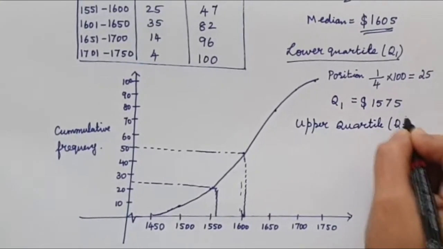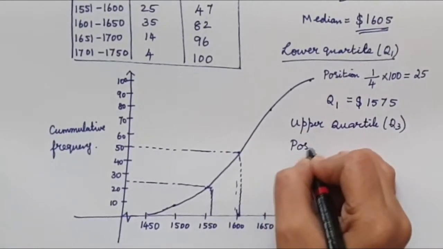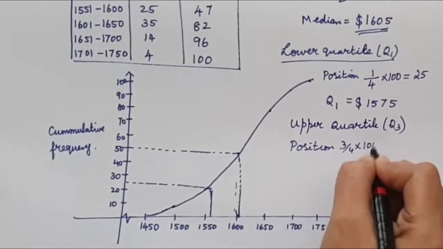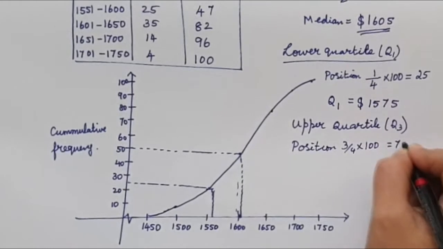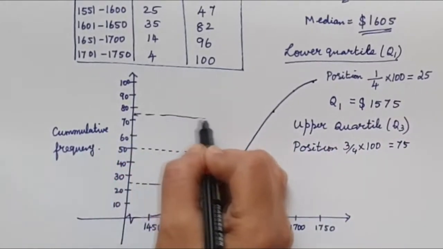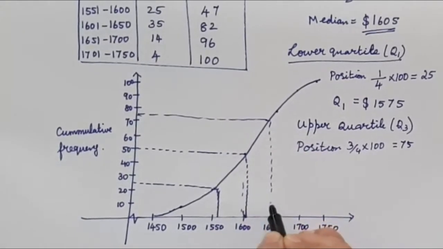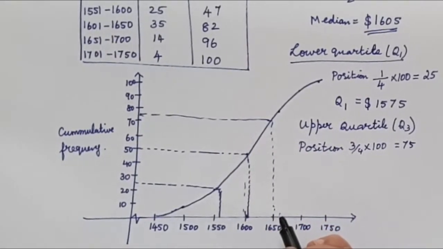In the same way, upper quartile is Q3. First fix the position. Position is 3/4 of 100. Upper is 3/4, so that is 75. So straight to 75 we just draw it. The line goes crooked, but when you draw it on graph paper, you get it correct.